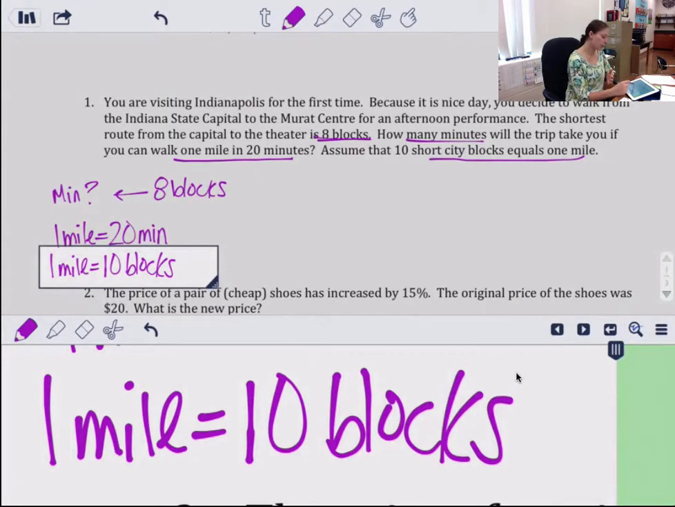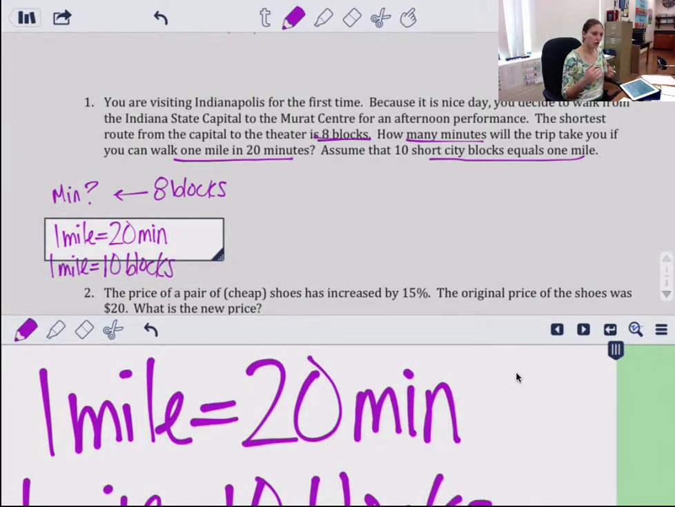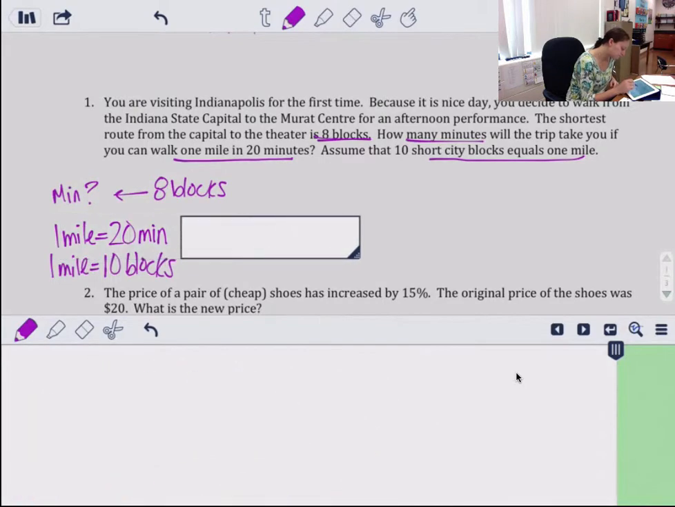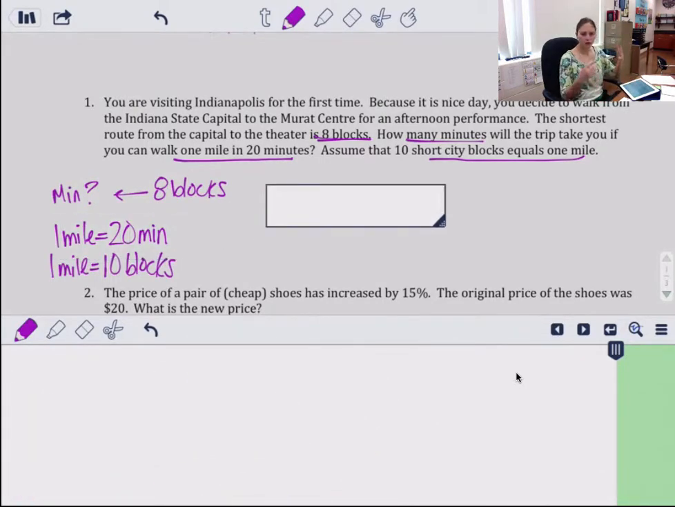So if I'm only walking 8 blocks, that is less than my mile, because 1 mile was 10. So I know then that my answer better be less than 20 minutes, but still fairly close to it. If you come out with an answer that's half an hour, that's not right, because in 1 mile I have 20 minutes, and I'm walking less than a mile. So that's kind of how you would get the pieces from the actual problem.